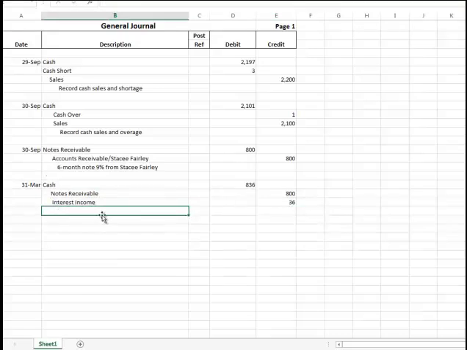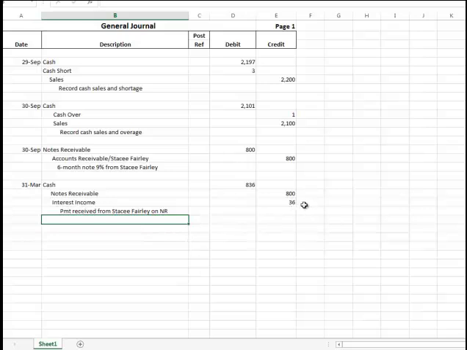And we could just make a little description: payment received from Stacy Fairley on notes receivable.